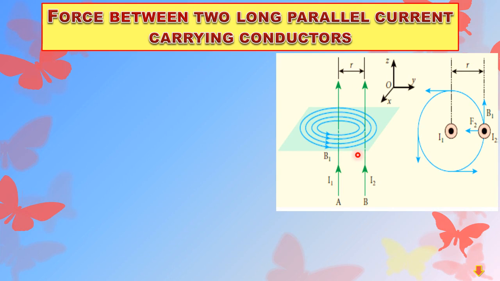Let I1 and I2 be the electric current passing through the conductors A and B in the same direction, which is along the Z direction. Okay, this is the Z direction.